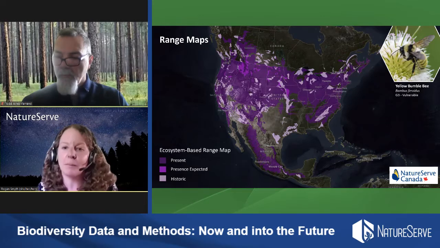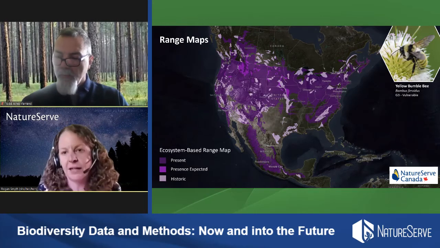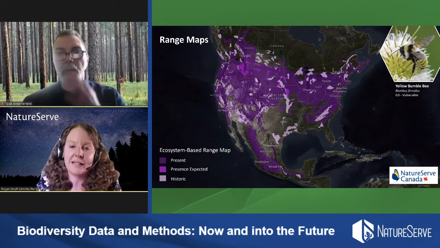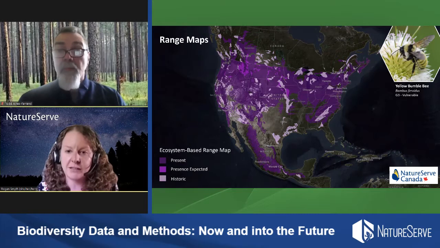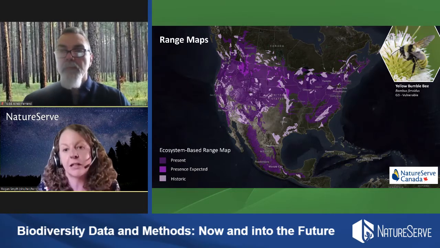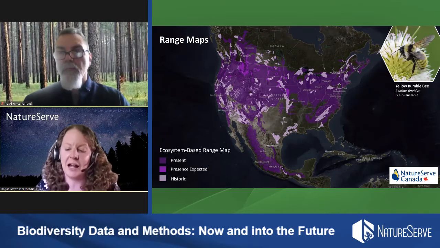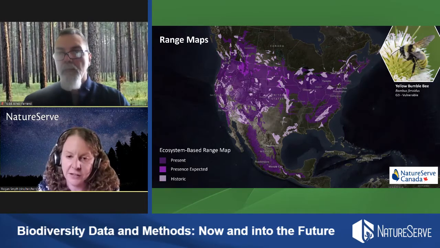We know this bumblebee is not going to be everywhere within these ecoregions. The documented occurrence data kind of underrepresents habitats. Range map products like this, well, fantastic, really overrepresent. They show too much area, which can make it hard to target conservation.